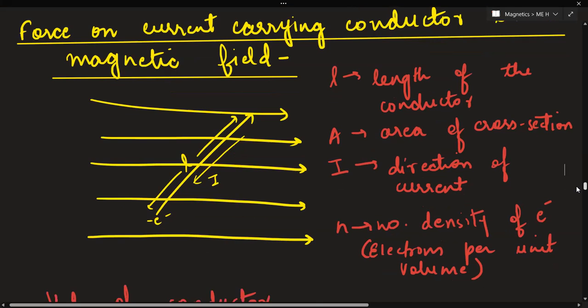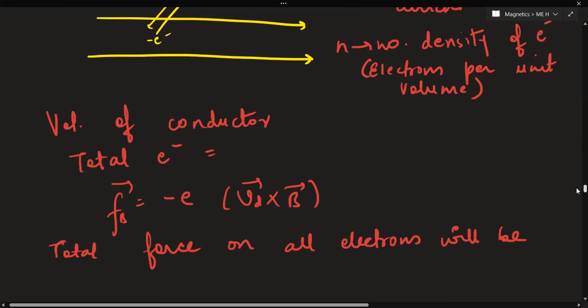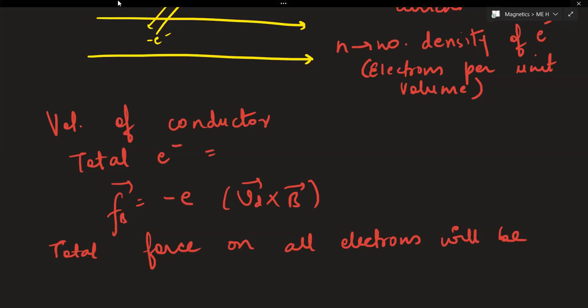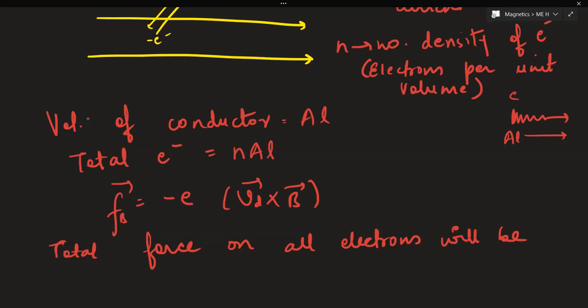So L is the length of conductor. A is the area of cross section. Now volume of conductor will be what? If length is L, area is A, so volume of conductor becomes simply A into L. So total electrons will be what? Total electrons will be number density of electrons into the volume. If for a unit volume electron is N, then for the entire length, it will be just volume multiplied by the electronic charge.